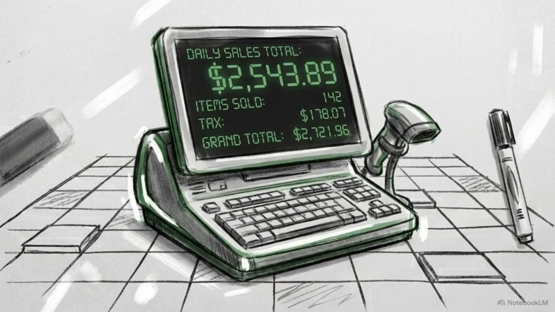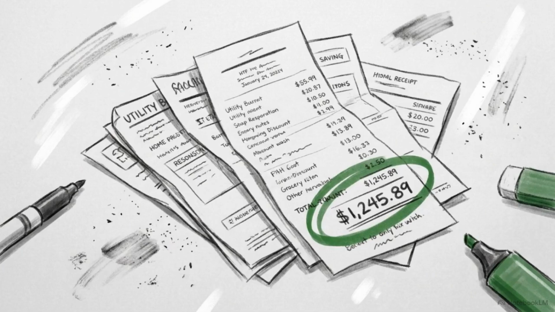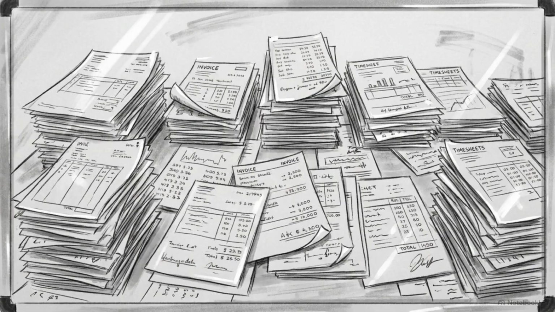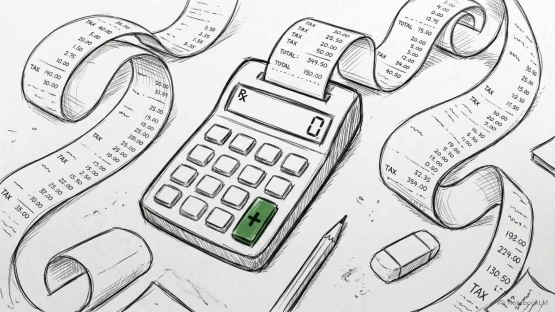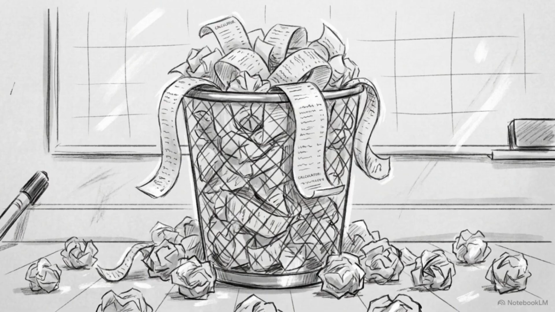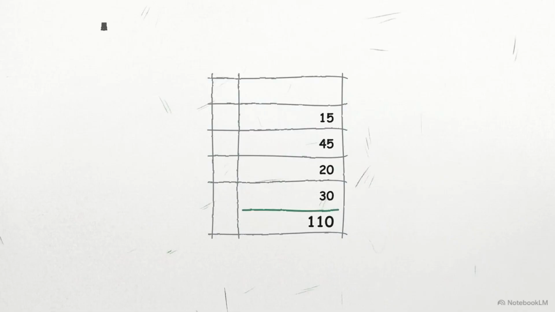Whether you are tracking daily sales, adding up monthly expenses, or grading student papers, almost every task requires aggregating numbers. But relying on a manual desk calculator to process hundreds of rows is slow. If you press the wrong button or miss a decimal point, you often have to restart the entire sequence to find the error. Excel solves this with the sum function.